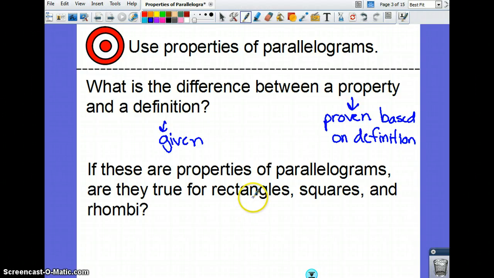Remember that from our bell ringer, the rectangle is a parallelogram, the square is a parallelogram, the rhombus is a parallelogram. So that means that if these are all parallelograms, then absolutely, if you see a rectangle, you can use the properties of parallelograms for it. If you see a square, you can use the properties of parallelograms for it, etc., etc.